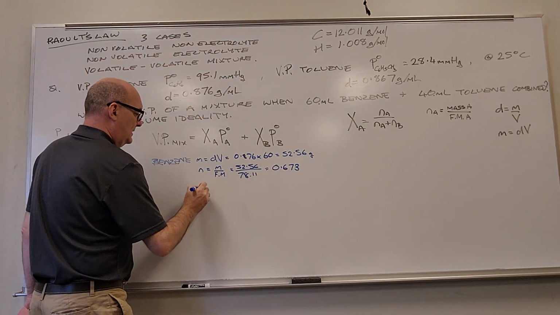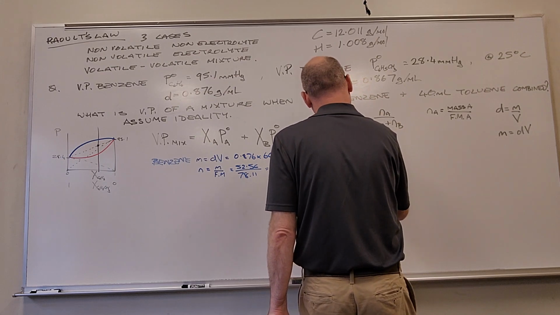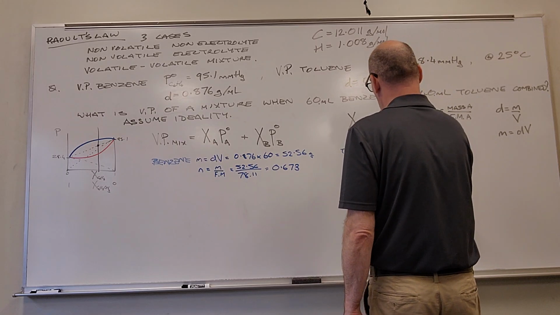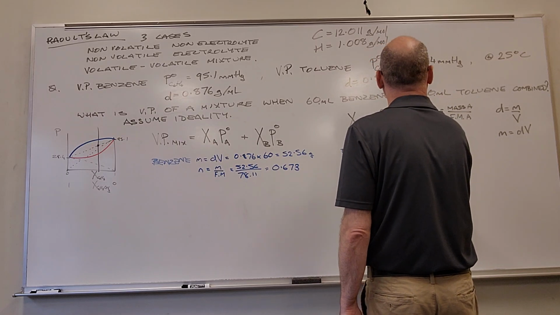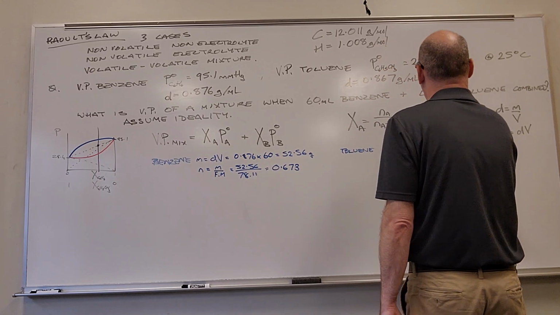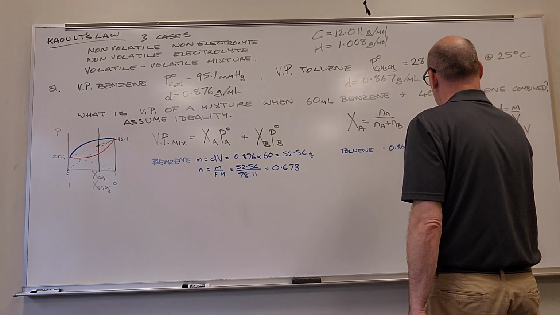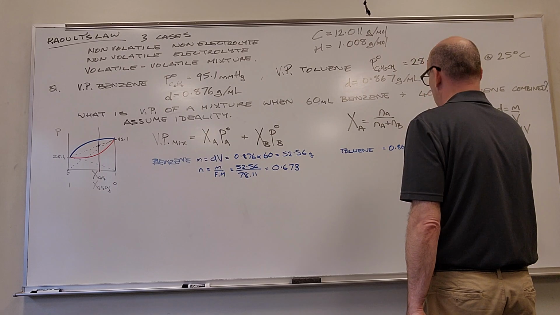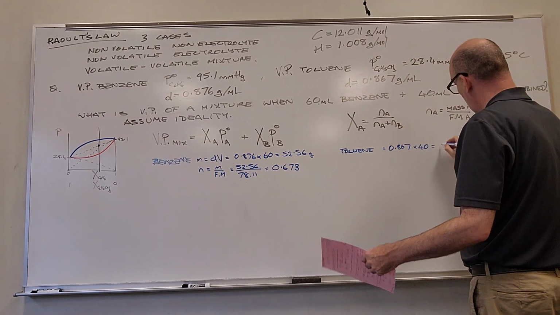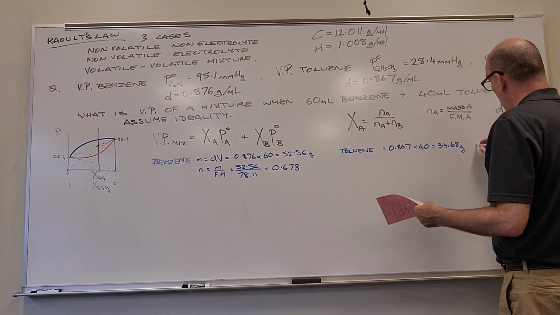And then we have to do it for the toluene before we can get to X. So toluene is the same thing. It is the mass times density. Density here is 0.867. And the toluene is only 40 milliliters, which gives me an answer of 34.68 grams.